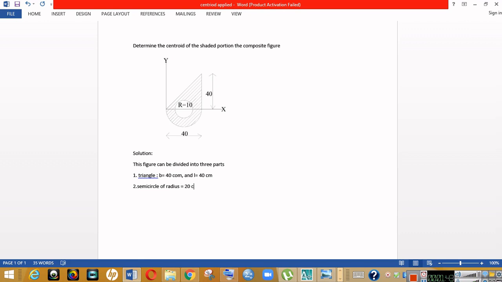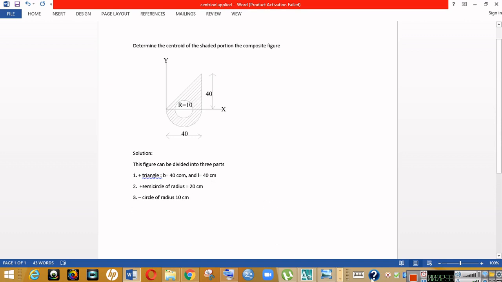This triangle and semicircle are added because we have to determine the centroid of this composite figure, in which the hatched portion is given as triangle and semicircle. So these two portions are added here. I will put a plus sign for the triangle, and for the semicircle I will also put a plus sign. The third is the circle. That should be negative because it is not in the shaded portion. It is a circle of radius 10 centimeters. So this is what we have to deal with.